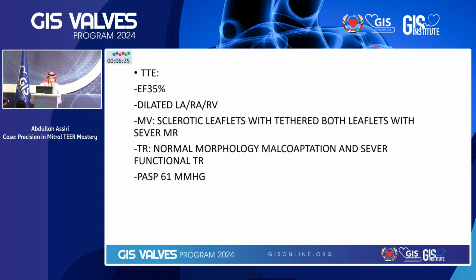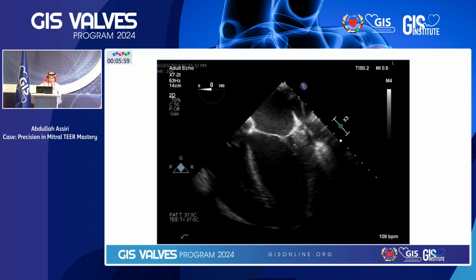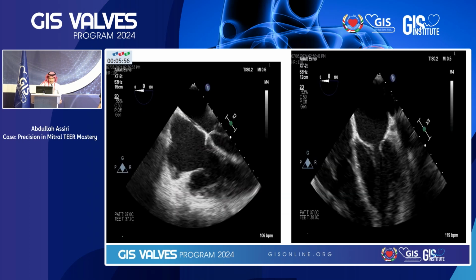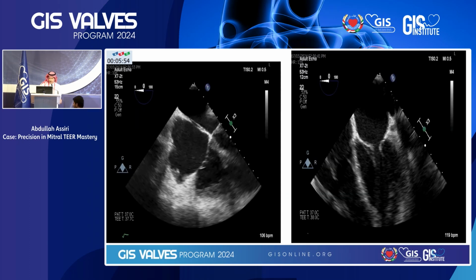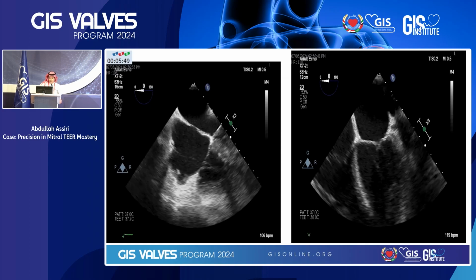In the transthoracic echo, ejection fraction 35%, dilated LA, RA, and RV. Mitral valve has sclerotic leaflets with 2/3 both leaflets, with severe MR. Tricuspid has normal morphology, malcoaptation, and severe functional TR, pulmonary artery pressure 61. So this is the TEE of our patient, showing a long anterior leaflet, short posterior leaflet, and degenerative change.